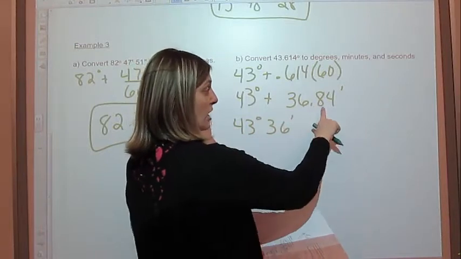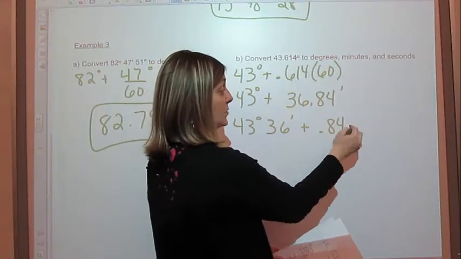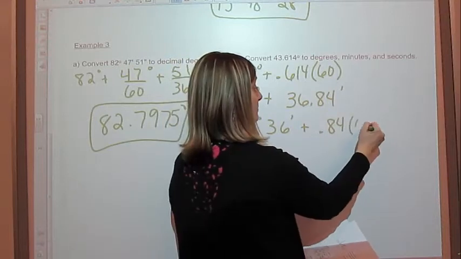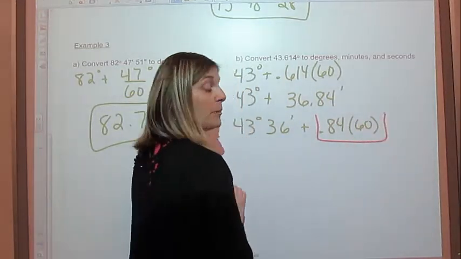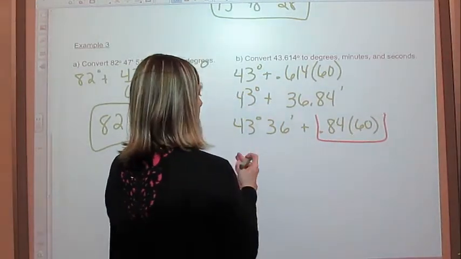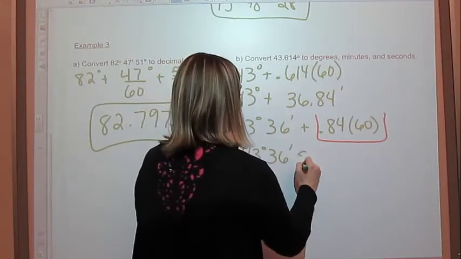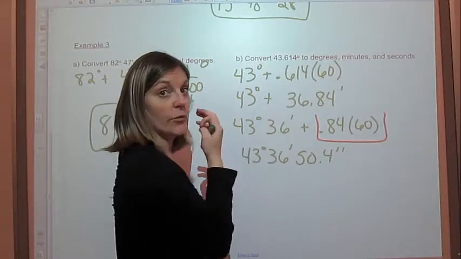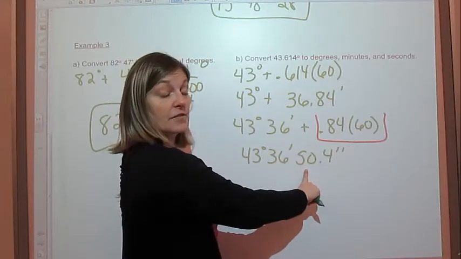Okay, so then we got 36 minutes. We can chop off the 0.84 and multiply by another 60, because if this is 0.84 minutes and we want to convert that to seconds, we just multiply by 60. So we're going to leave this piece alone, and we're going to put that into the calculator. And we get 50.4 seconds. So 43.614 degrees is equal to 43 degrees, 36 minutes, and 50.4 seconds.